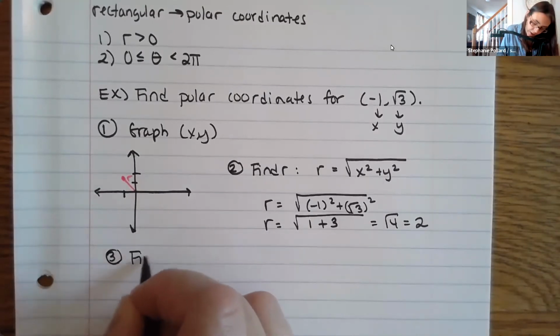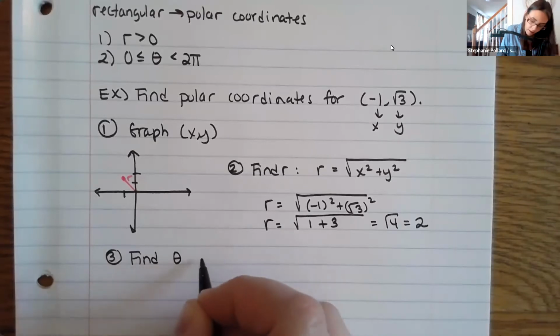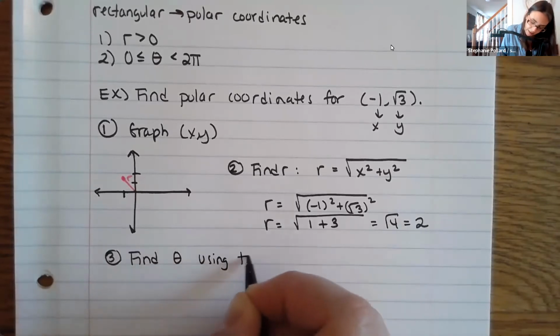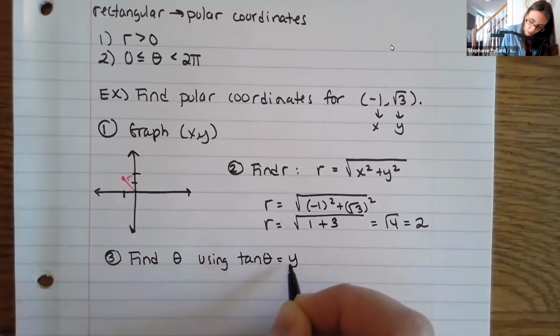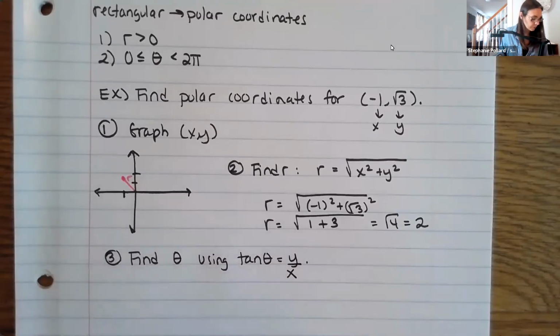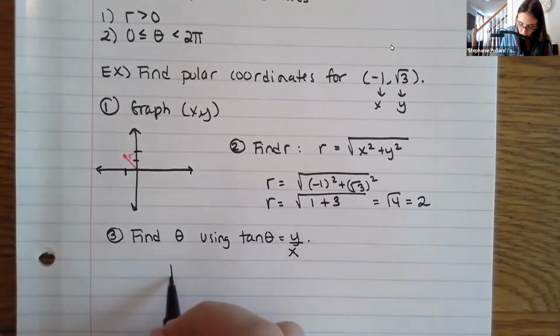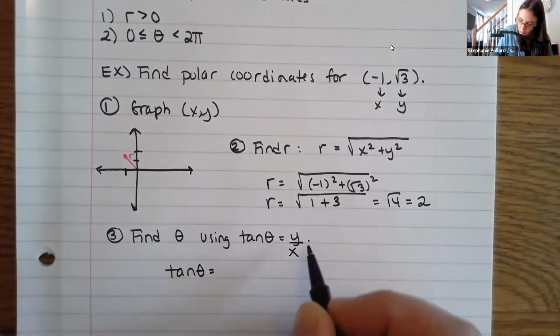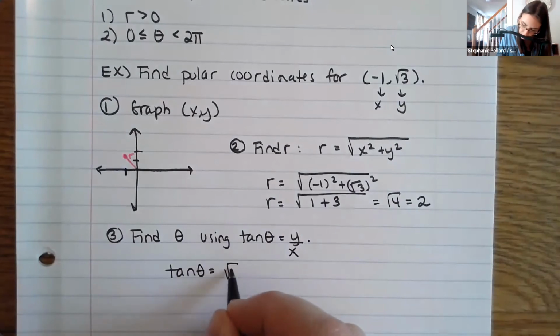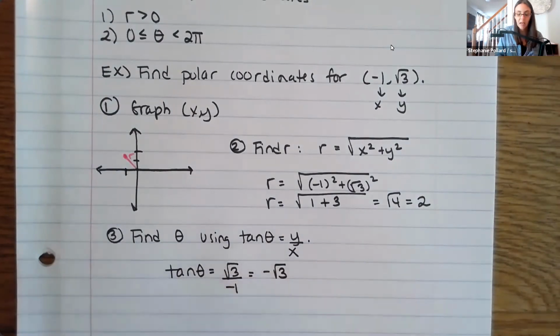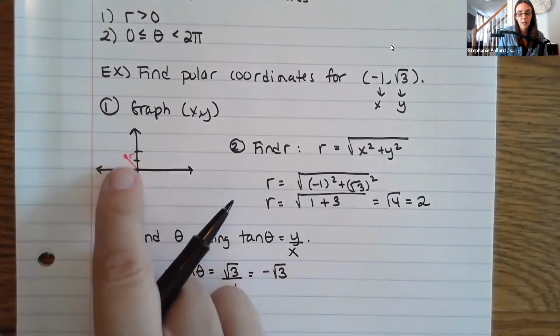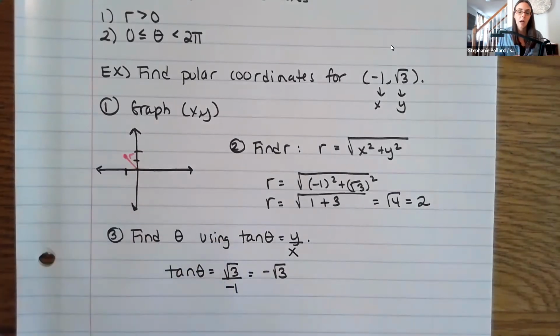And finally, and this is probably the hardest step, we're going to find theta using the fact that tangent of theta equals y over x. So here, we have tangent of theta is equal to our y value, √3, over our x, which is -1, which is -√3. Now, if you look on your graph here, you're going to notice that you are in the second quadrant, which makes sense. Your tangent would be negative in that quadrant. And we can do a few things here.